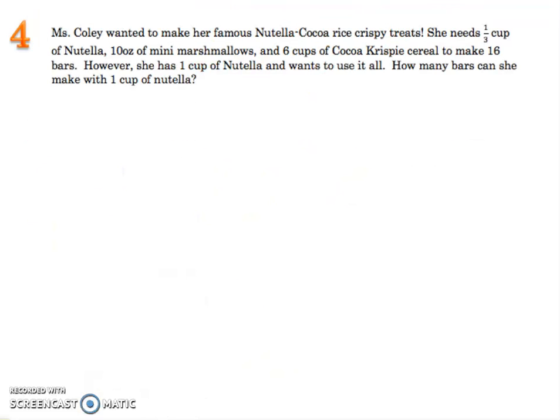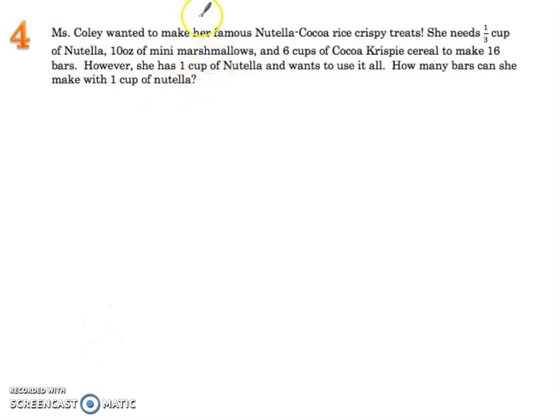We have Miss Coley. She's making her famous Nutella Cocoa Rice Krispie Treats. It says she needs 1/3 cup of Nutella, 10 ounces of mini marshmallows, 6 cups of Cocoa Crispy cereal, and 16 bars to make 16 bars. Okay, that's a lot of information. We got the entire recipe here.